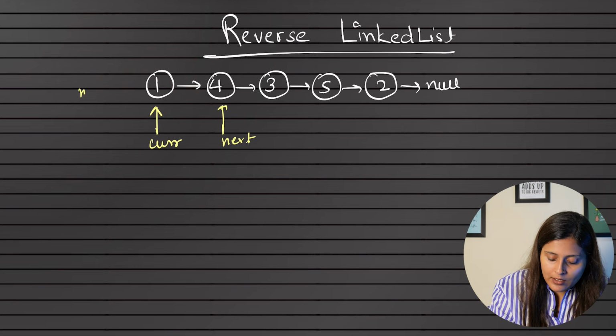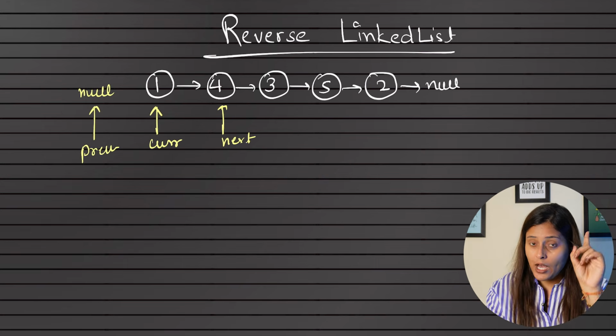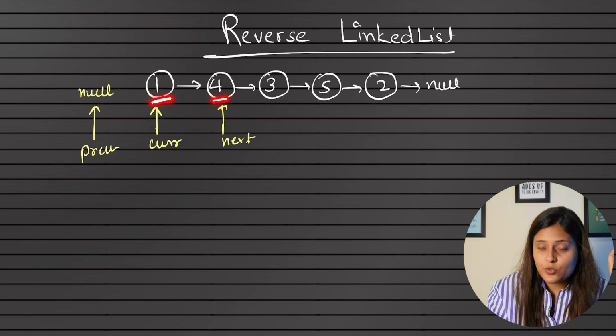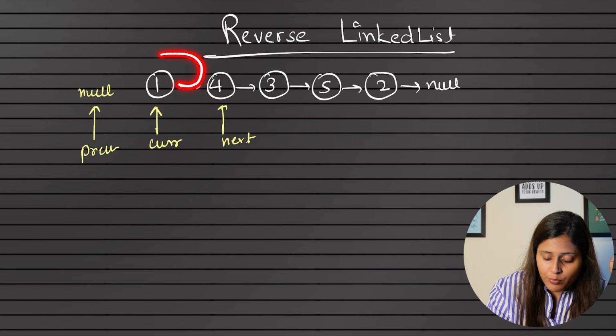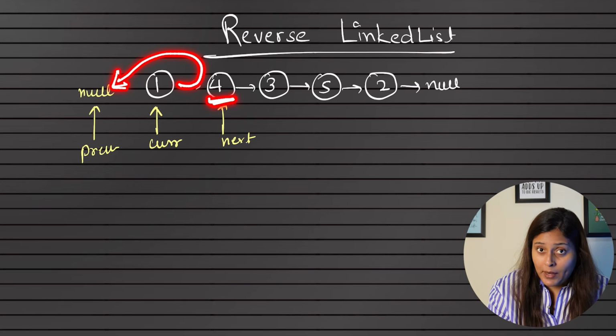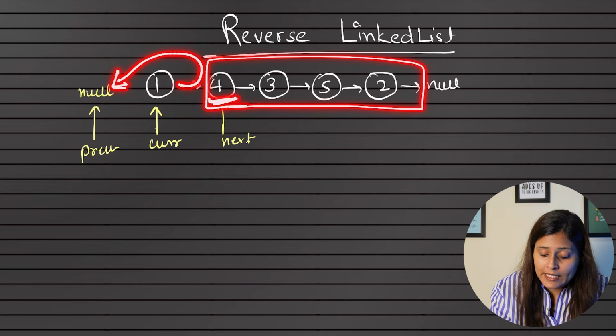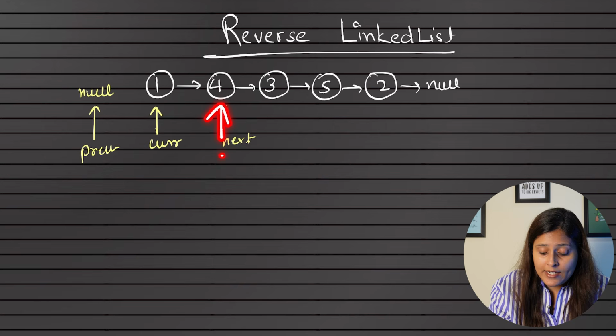Okay. So let's make null and let's name it previous. Again, saying 1 is pointing to 4, I want this next to point to this. I can make it. But if we do not save this 4, definitely we are going to lose the entire linked list. So hence it is very important to save this in a next pointer.